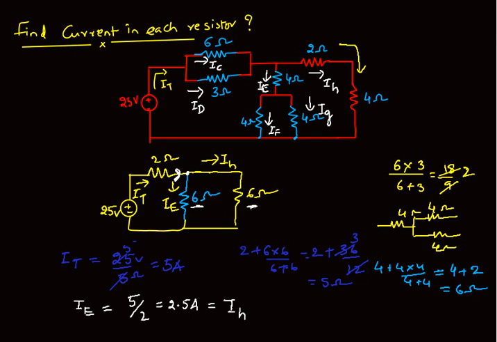Now we have to find out IF and IG. IF and IG both are the same. Why? Because here the resistors are the same. So each is half of the current IE. That is equal to 2.5 by 2, so you can write 1.25 amperes. So this is IF and IG.